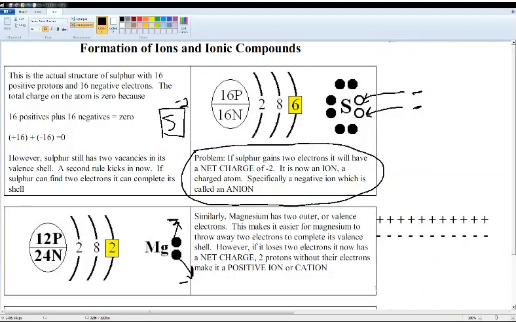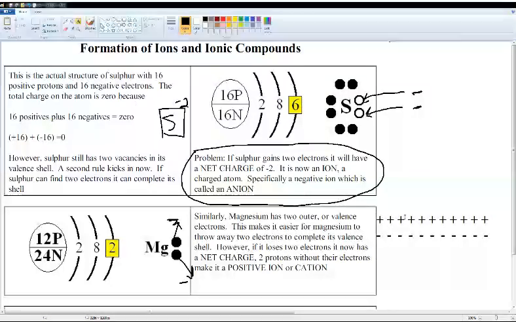Okay. Now, what happens if we add these up? 12 positives and 12 negatives are 0. But if I go ahead and I take away 2 of the negatives like this, then I'm left with 2 spare positives. So magnesium is going to become +2 when it throws away 2. And that's what's written in the top of magnesium's tile. If you go to your textbook, it'll have Mg.